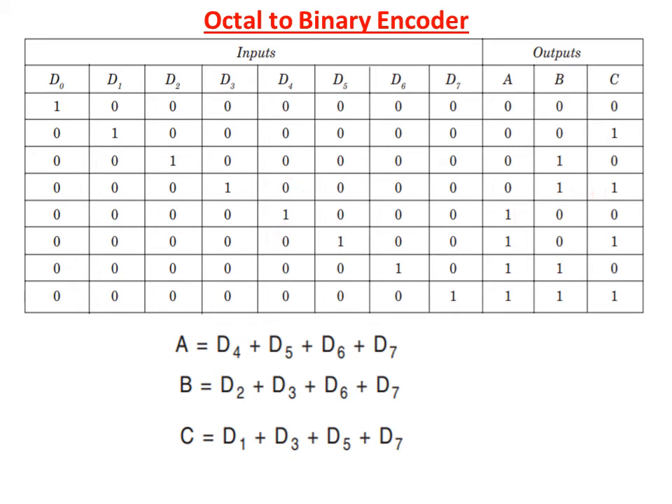D4 is high, the output is 100. D5 is high, the output is 101. D6 is high, the output is 110. And D7 is high, the output is 111.